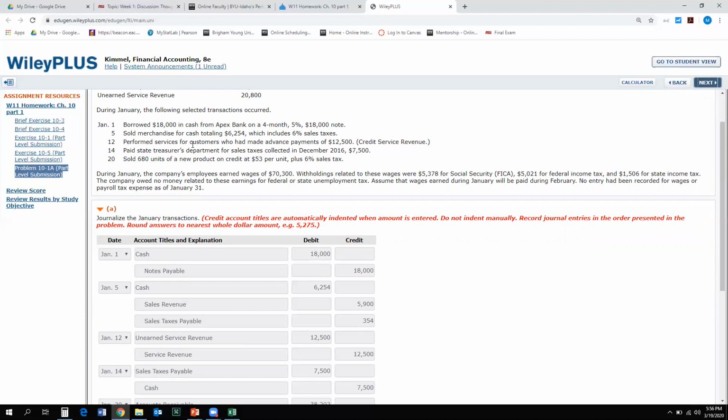We credit service revenue, and we debit unearned service revenue? Because back when they paid us the money, we would have credited unearned service revenue, right, as a liability account. And so now we're showing that we've earned that unearned service revenue, so we decrease the liability, unearned service revenue, by debiting it, and increase service revenue by crediting it.